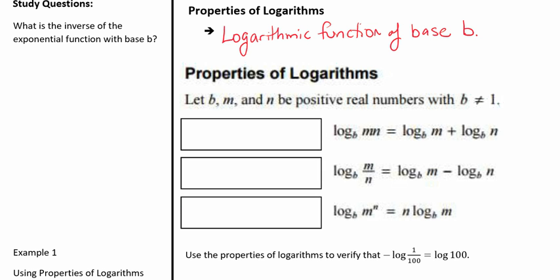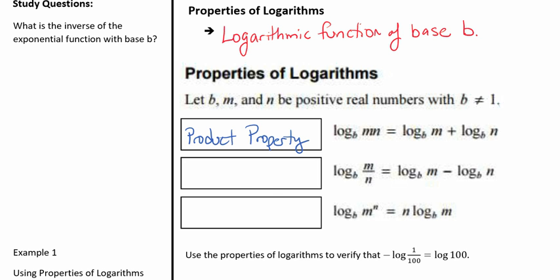So what are some properties of logarithms? We're going to let b, m, and n be positive real numbers where b doesn't equal the number 1. And we're going to begin with the product property. The product property says that if I have the log base b of m times n, I can rewrite that as the log base b of m plus the log base b of n.